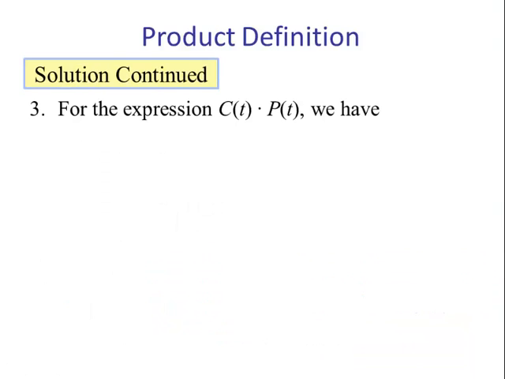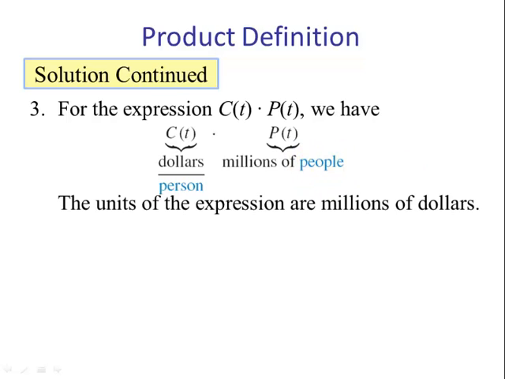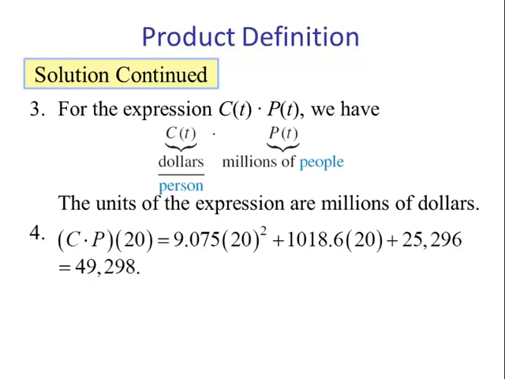Number 3, unit analysis. C of t is dollars per person. Per means we divide. P of t is millions of people. So we can put this over 1. The person and the people will cancel. So our units will be expressed in millions of dollars. So it checks.